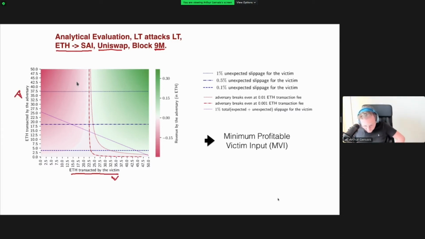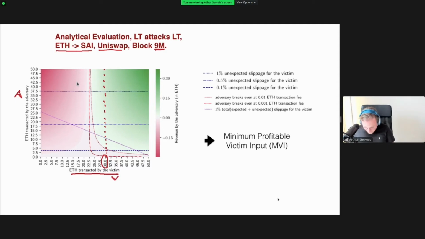Now let's assume that the victim makes a transaction of 30 Ether. Then we are basically on this particular line here. The difference between the green and the red is that the green side is where the adversary realizes a profit or the victim realizes a loss. The red side is where the adversary realizes a loss. So from the perspective of an adversary, we want to be on the green side.